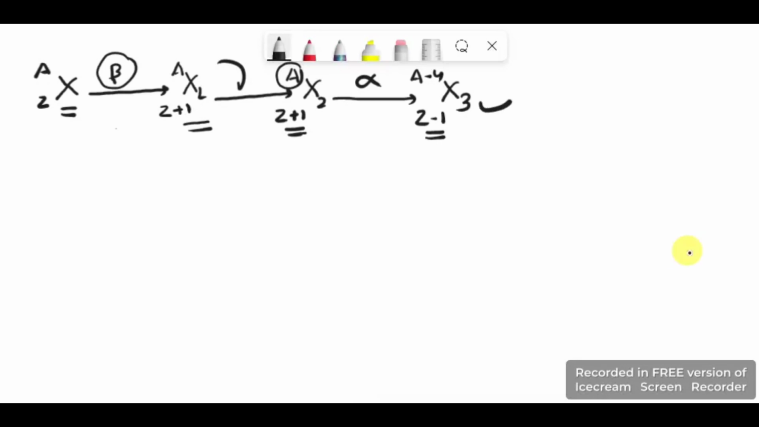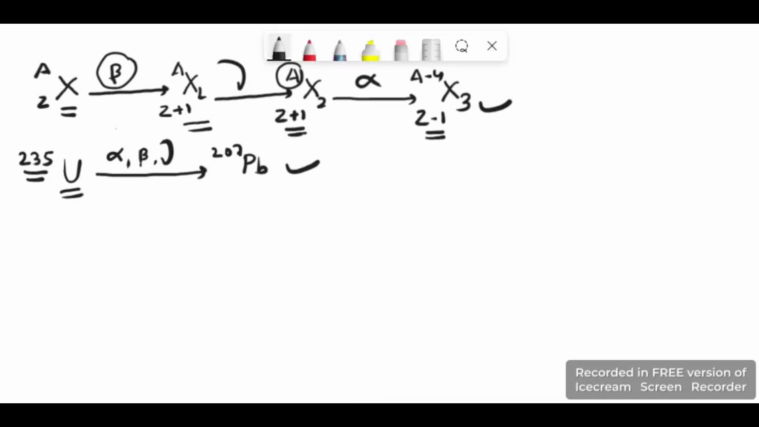Now come to the question. The question is saying that we have uranium of atomic mass 235. During the radioactive decay, alpha particles, beta particles, and gamma particles are emitted. And it undergoes a series of radioactive reactions, and the final product we get is lead. During this process, the mass number we get is 207.